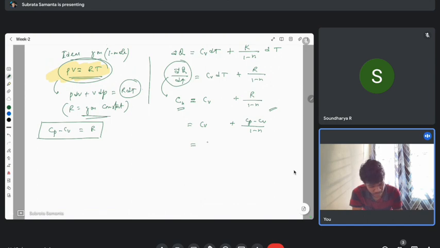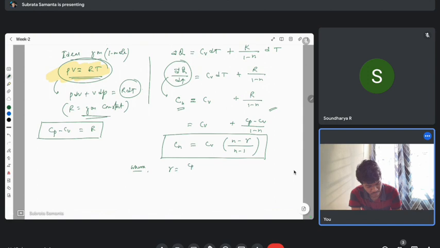With a little bit of algebra, Cn is Cv times (n minus gamma) by (n minus 1), where gamma is actually Cp by Cv. So in general, for a polytropic process, the formula for the heat capacity Cn is Cv times (n minus gamma) by (n minus 1), where gamma is Cp by Cv.